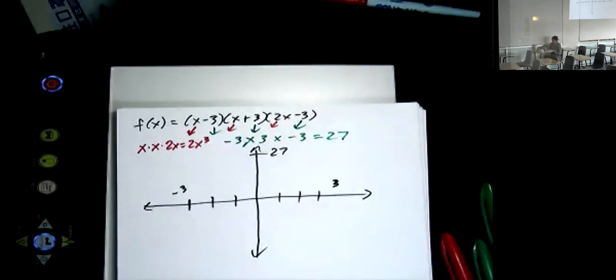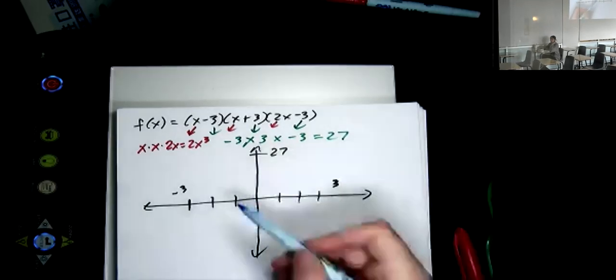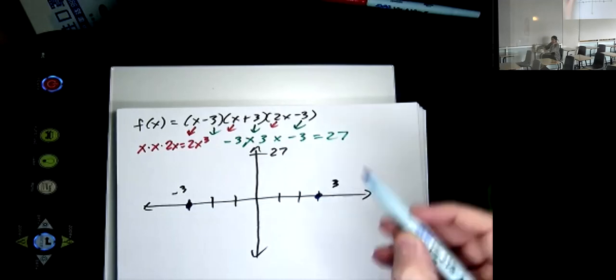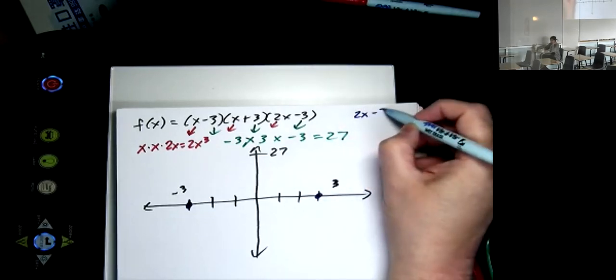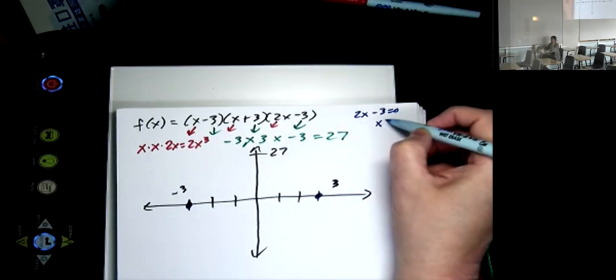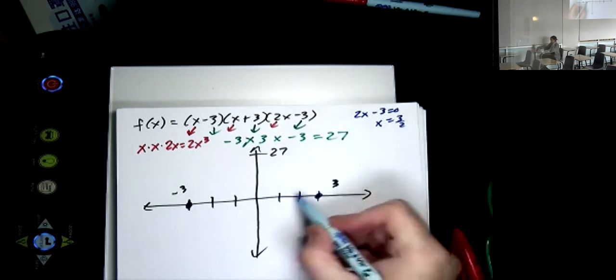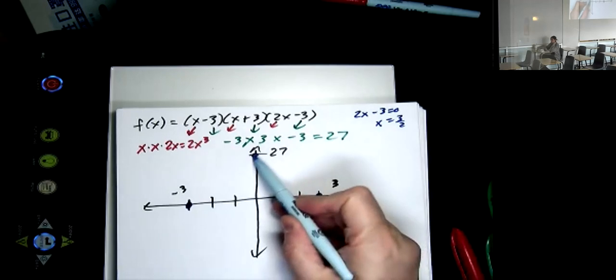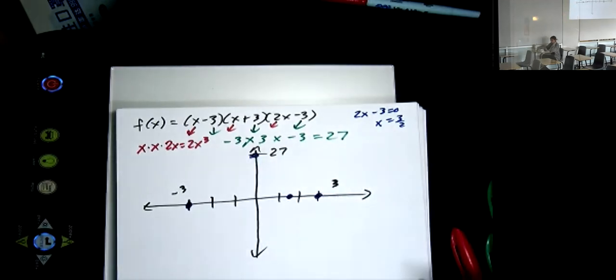So we have our equation. We want to start looking at what we can do. We already know where they cross. We know it crosses at -3, +3. And if I said 2x minus 3 equal to 0, I get x equals 3/2, which is right there. I also know I have a y-intercept way up at 27.